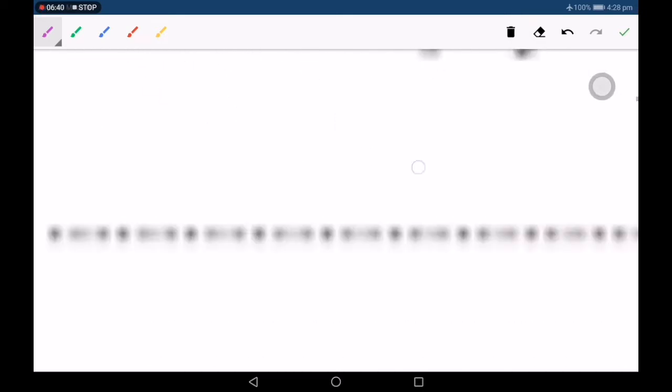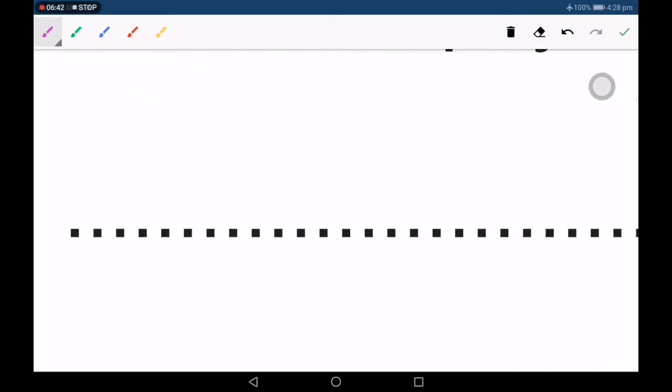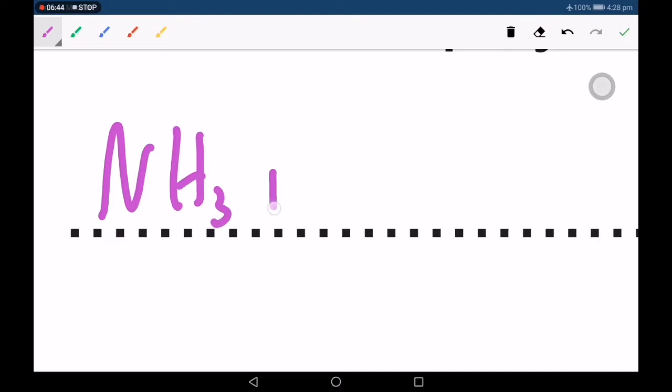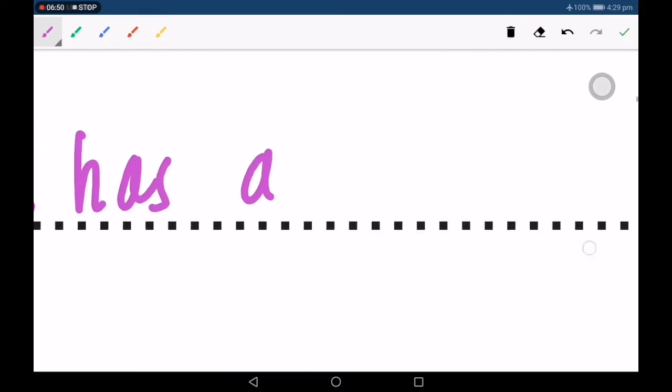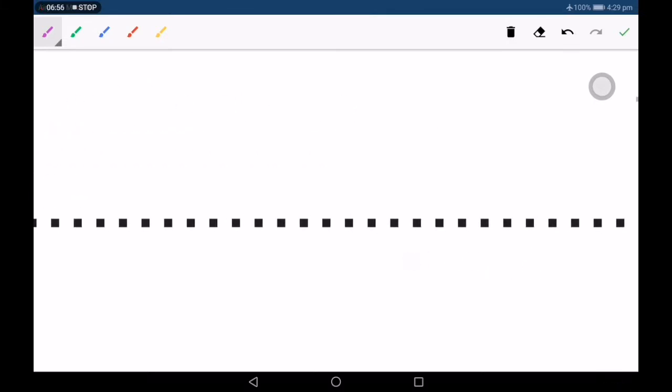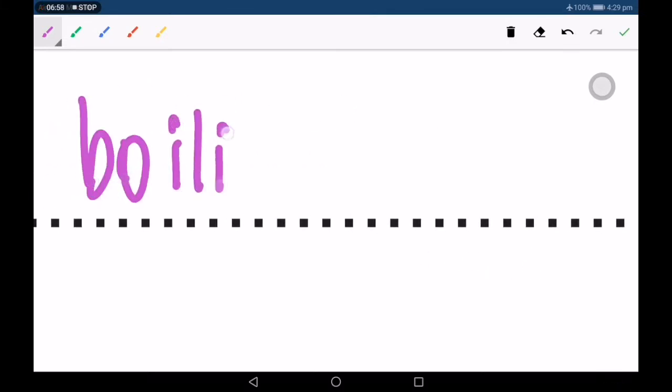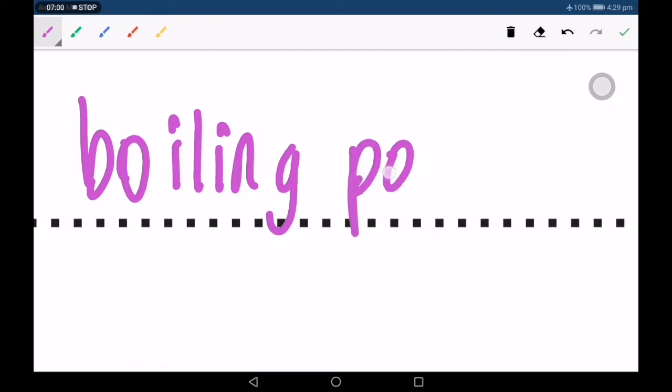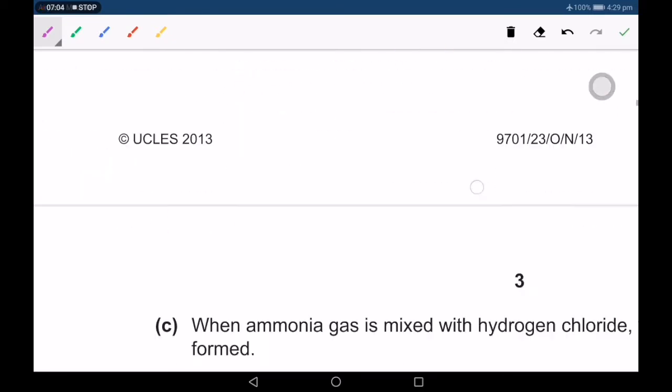You don't need any complicated theories to understand it. NH3 has a higher boiling point. We've been recording boiling points and melting points since primary school, so it's obvious to state this one. It is the simplest you can find.